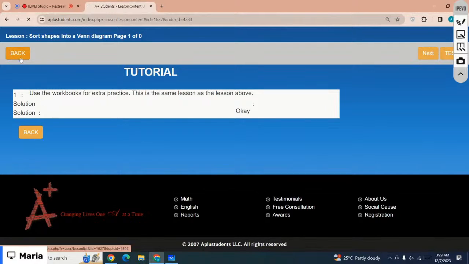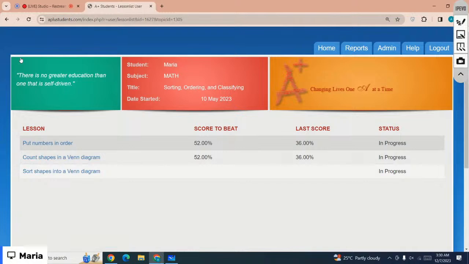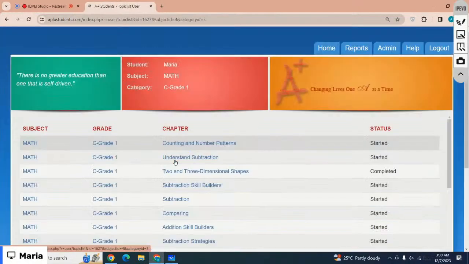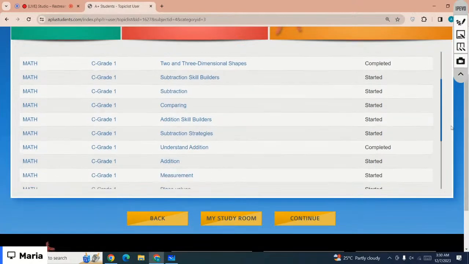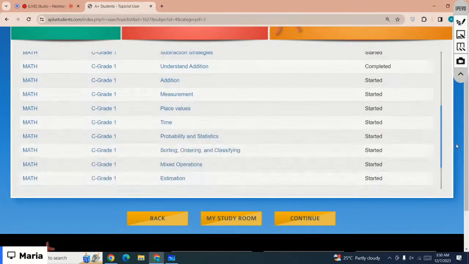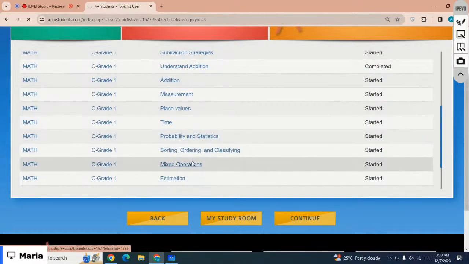Okay, this one is the same as the lesson we just did. Now let's start with the next lesson. We are done with the lesson sorting, ordering, and classifying, right. Let's start with the next lesson, that is mixed operations.